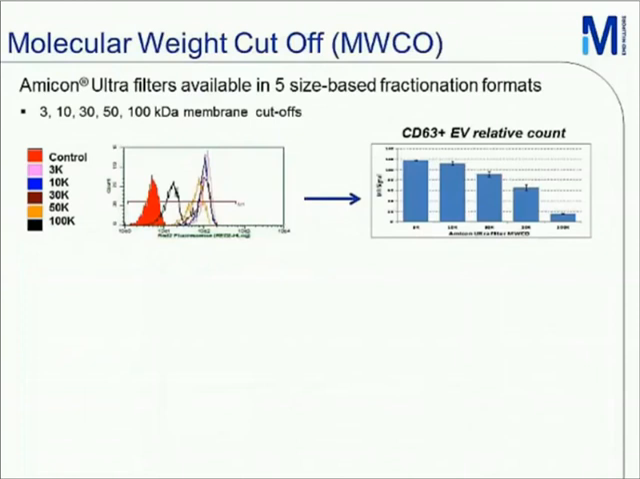Getting back to optimization, the Amicon Ultras are available in 5 molecular weight cutoffs: 100, 50, 30, 10, and 3 kD. Equal volumes were enriched using each of the 5 formats. Resulting fractions were labeled with BODIPY and assayed as just described. On the left is a histogram overlay for the 5 molecular weight cutoffs, and to the right are the relative values presented graphically. To our surprise, a significant amount of EV were lost when the 100K device was used. In fact, as the filtrates were labeled, we found a significant fraction of CD63 positive EVs present there.